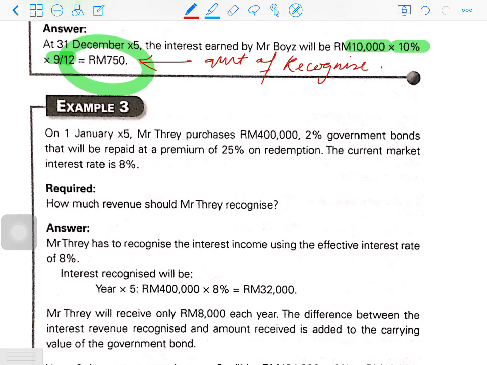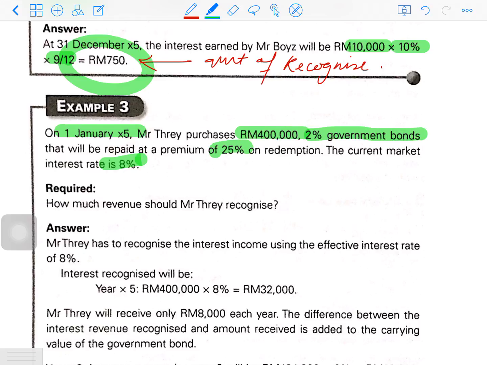And example number 3 here, we have January X5, Trey purchases 400,000, 2% government bonds. The government bonds will be repaid at a premium of 25% on redemption, at the end of the period of the bond agreement. And the current market interest rate is 8%. This is the interest rate for calculation of interest.